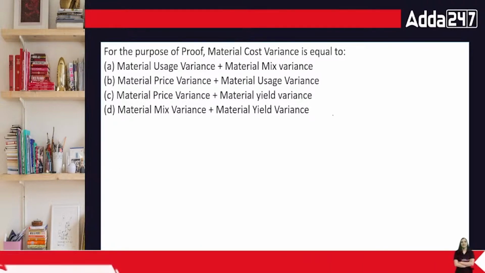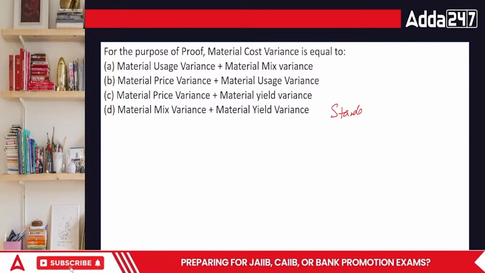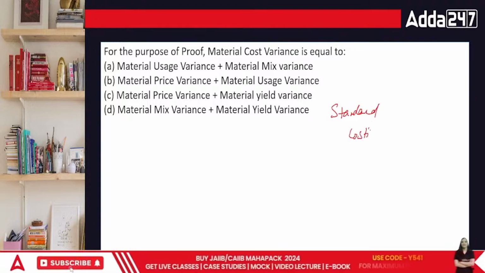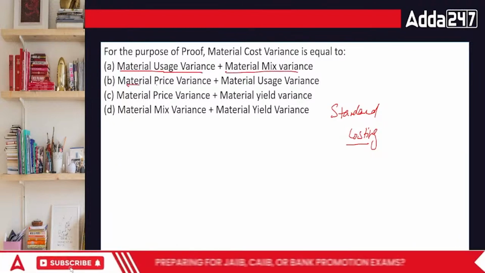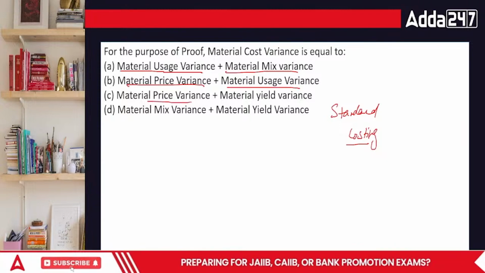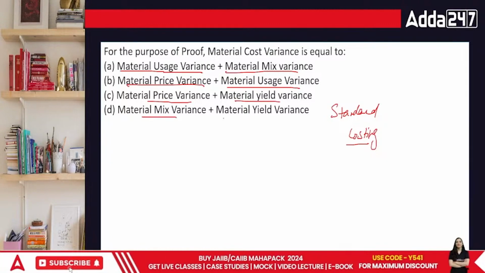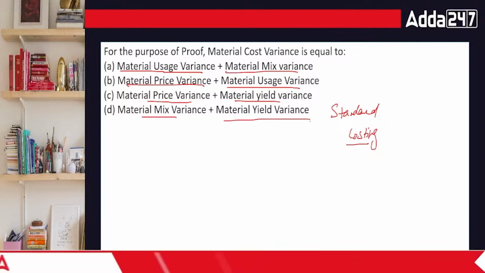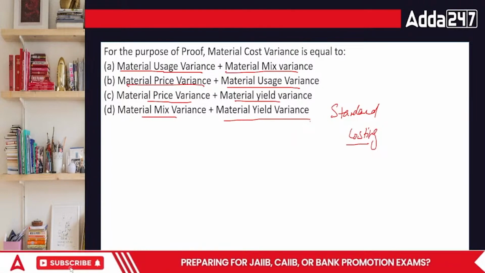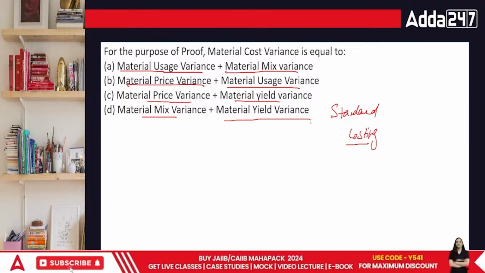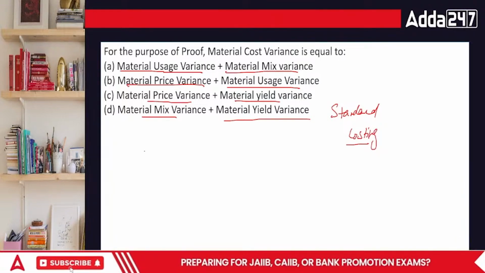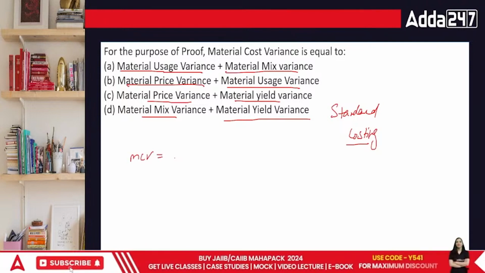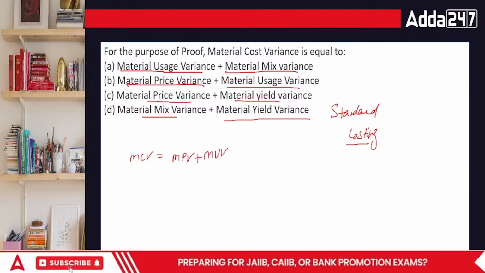Acha, an important question again. This is a question from standard costing, everyone. A very important topic. Material usage variance plus material mix variance, material price plus material usage, material price plus material yield, material mix plus material yield. What's the answer according to you? Basically now, MCV, that is material cost variance, is equal to material price variance plus material usage variance.